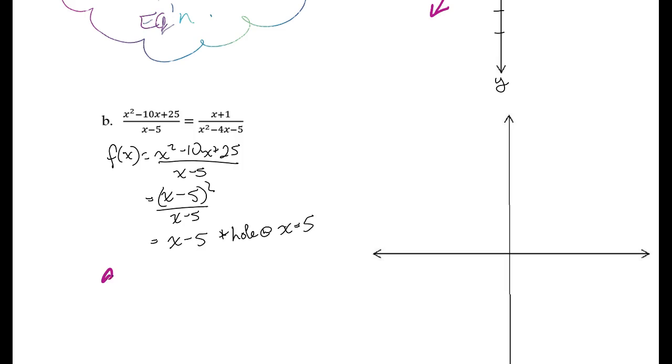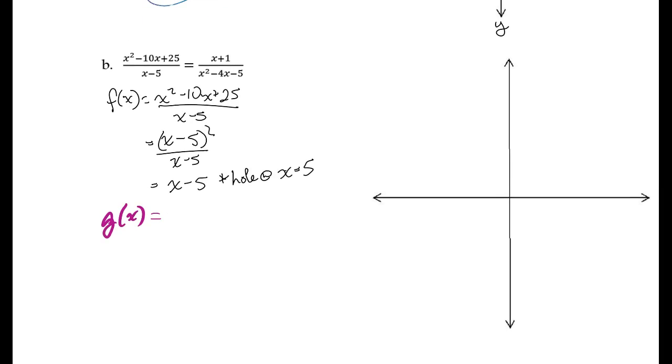g of x, I'll just make this a little less fat so it's easier to read, is going to be my right-hand side, so that's x plus 1 divided by x squared minus 4x minus 5. And we see that we can factor this denominator: x minus 5, x plus 1, and it nicely cancels out. So that leaves me with 1 over x minus 5.